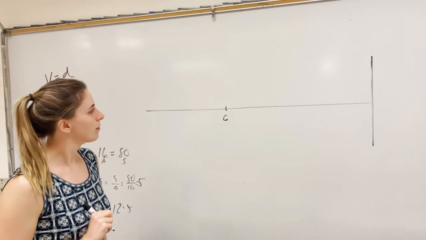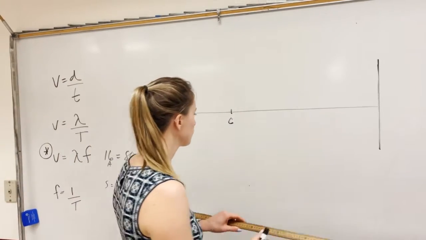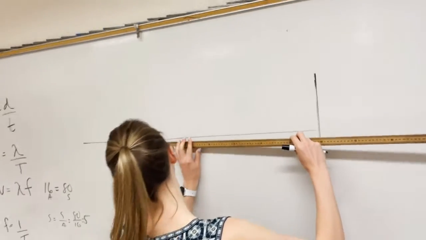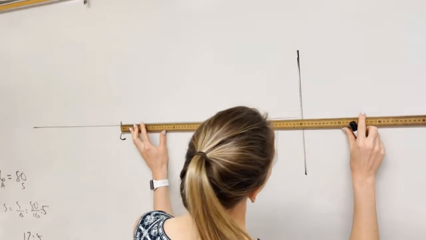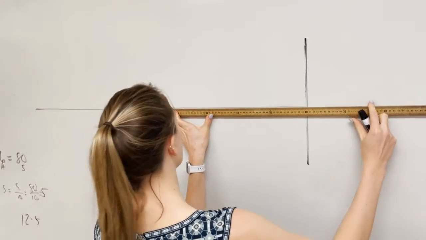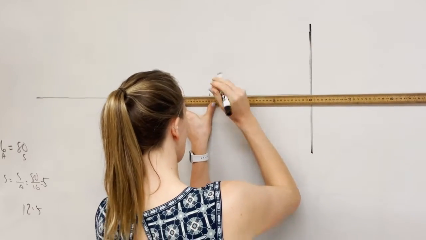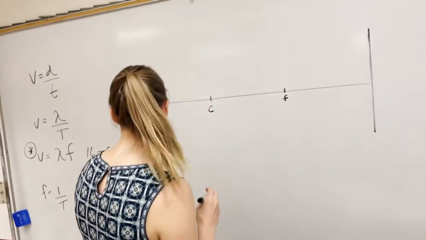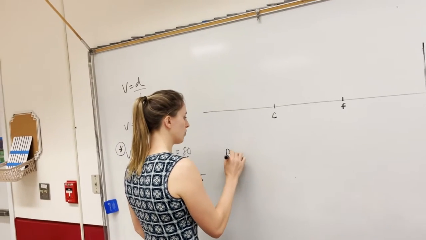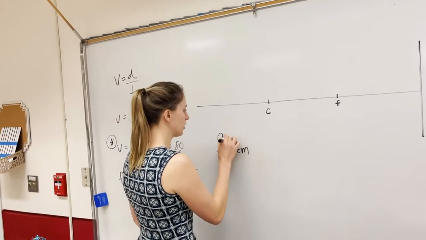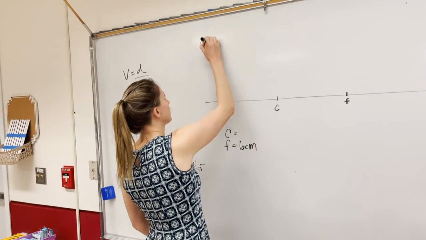If the center of curvature is 12 centimeters, where would the focal point be? 6, half of that. So I'll measure, locate, and draw a dot, and label it F for the focal point. My focal point is 6 centimeters, and I'm going to label this as well.